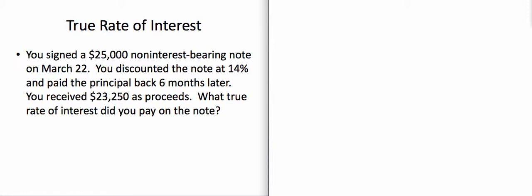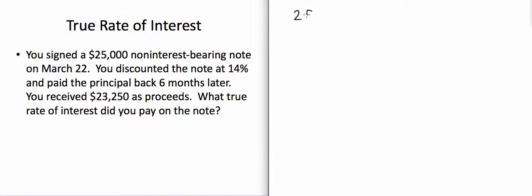All right, so that means you got $23,250 as your proceeds. You paid back $25,000 at 6 months. So this was your discounted rate. They want to know what your actual interest rate was. So to figure this out, we got to figure out what your proceeds or the amount of money that they discounted first.